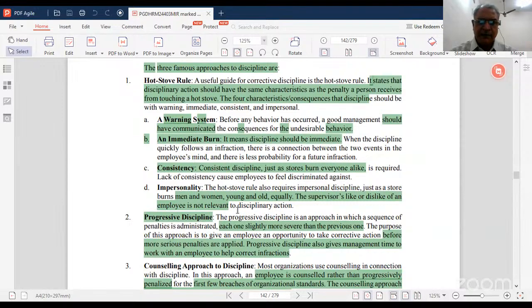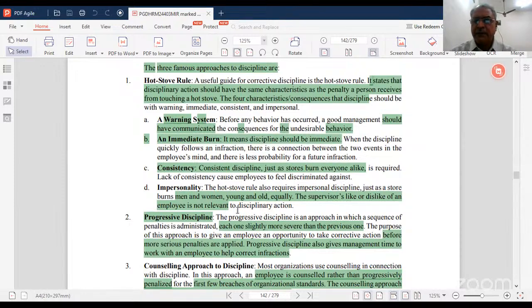In the case of the hot stove rule, it states that disciplinary action should have the same characteristics as a penalty a person receives from touching a hot stove. The four characteristics are considered: warning, immediate, consistent, and impersonal. Warning: before any behavior has occurred, a good management should have communicated the consequences of undesirable behavior. That means the stove is hot, and if you touch it, it will burn. That information should be given to the employee.